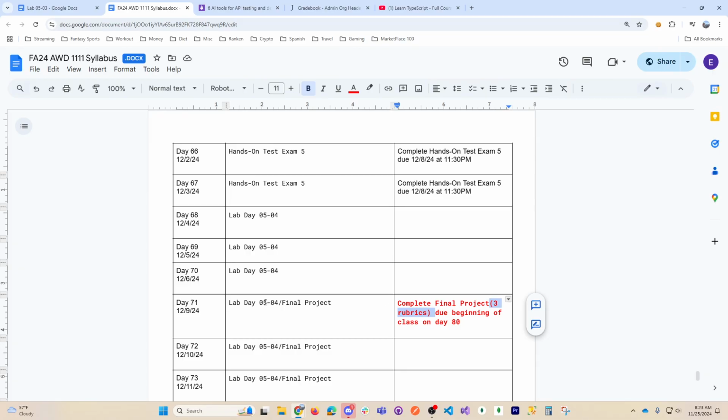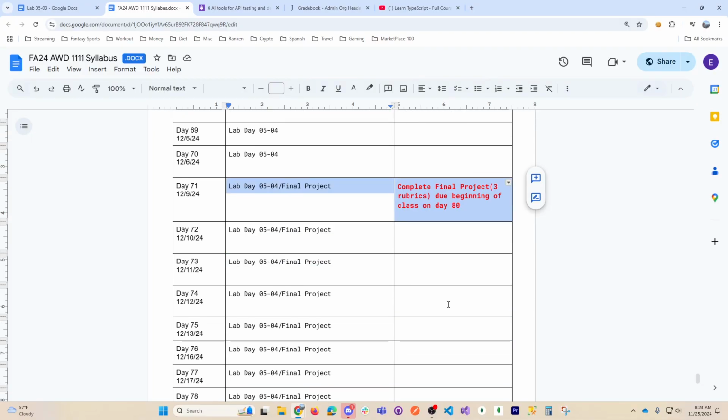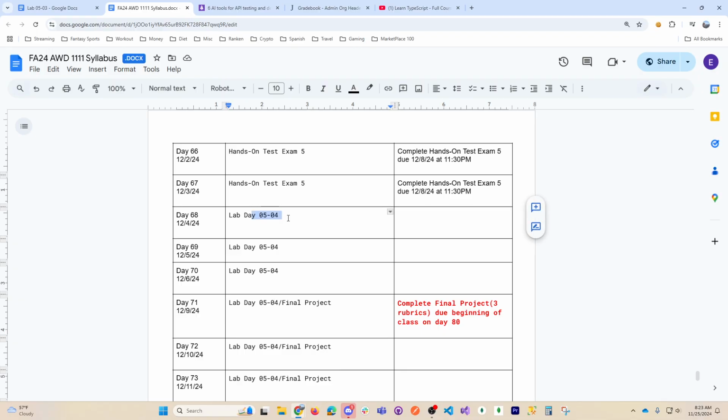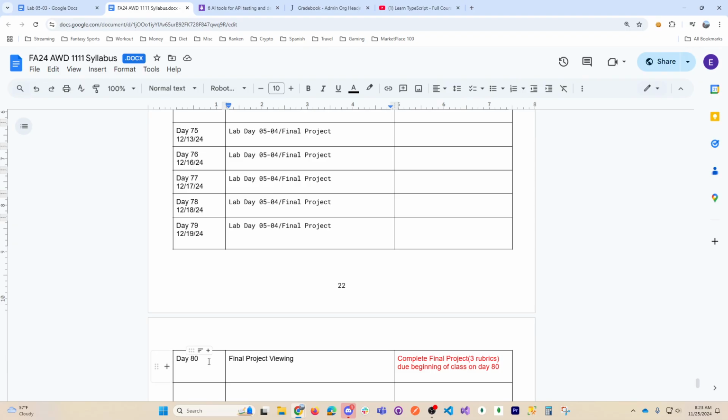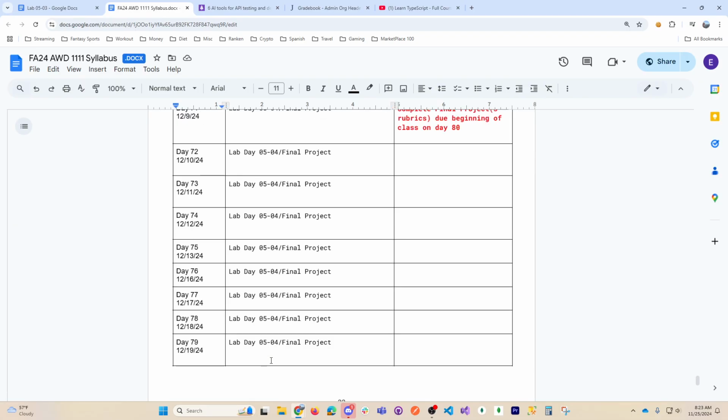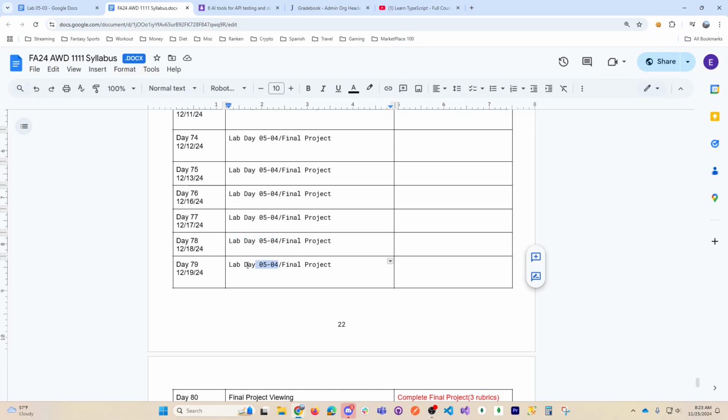Okay, and I will unveil these grading rubrics on day 71. So that you basically have the remaining portion to work, whether you're finishing up 0504, I'll put a due date on that. And then these final project rubrics, these 3, are all due at the beginning of class on day 80. So like the last day of the semester, right? And this 0504, I'm going to put a more firm due date on that versus trying to grade that at the end of the semester.